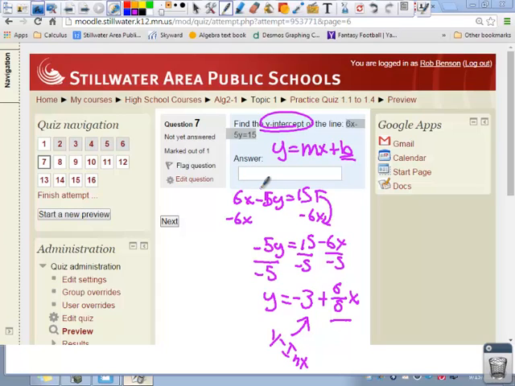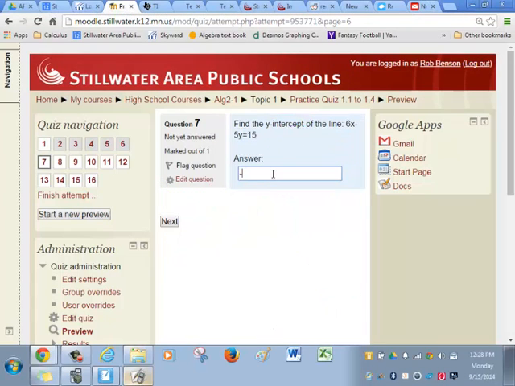So this is what I would want to see in here. Now, it's not y equals negative 3. You do not put that in here. I want to see b, because that's what y-intercept is, b equals negative 3, or negative 3. And that's what I'm looking for, those two things. So we got negative 3. Next.